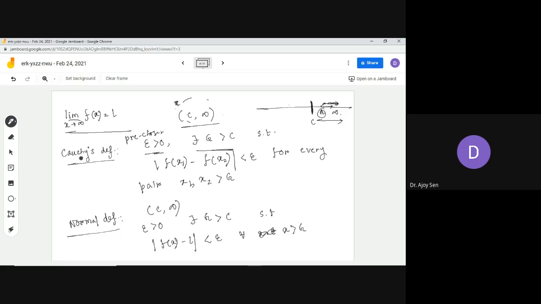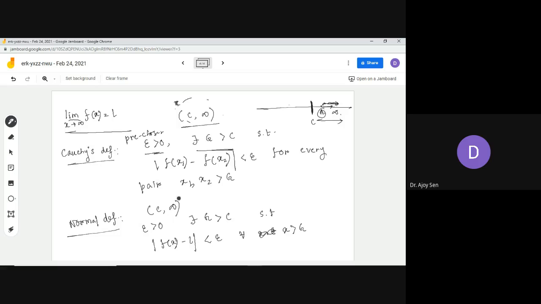And whenever you use Cauchy's definition, we don't use the limit. We describe the whole thing without using the limit. That is the power of Cauchy's definition. But the normal definition is a little bit easier, though it has some problem because it uses this limit l. So if you don't know the value of l, you can't use the normal definition to show the limit exists. Then you have to use Cauchy's definition. That's why Cauchy's definition is more powerful than the normal definition.